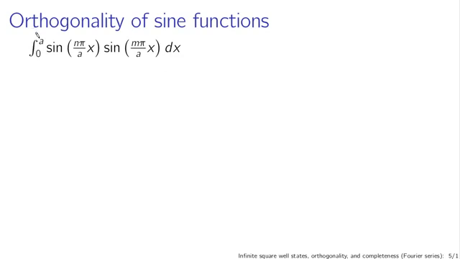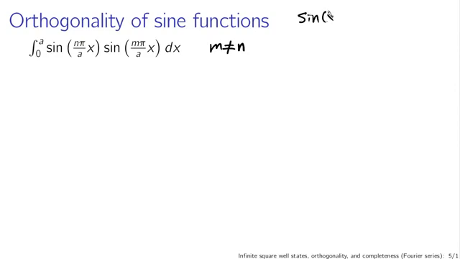Now I'm just going between 0 and a, and I have the sine of n pi over a times x, sine of m pi over a times x. And right now I'm going to stipulate that m is not equal to n. You'll see where this comes in later. This integral can be done reasonably easily if you remember your trig identities. And I certainly don't remember my trig identities. I have to go and look them up all the time.